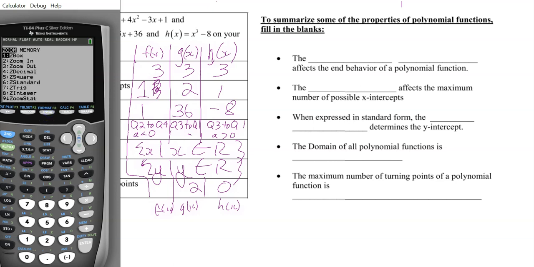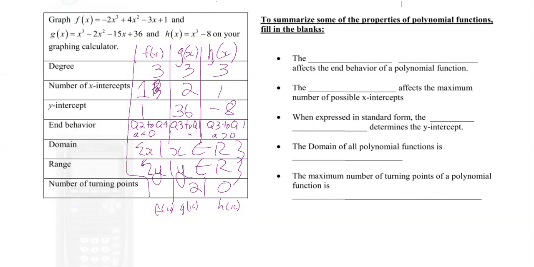And let's just go zoom, standard, go back to standard window. Okay. All right, and turning points, looks like it had zero as well. You can't have one turning point, right? So we did that yesterday, we talked about how many turning points. You can have zero or you can have two. If you have one, then you're going to be a quadratic, right? You just turn around. All right, so let's summarize.